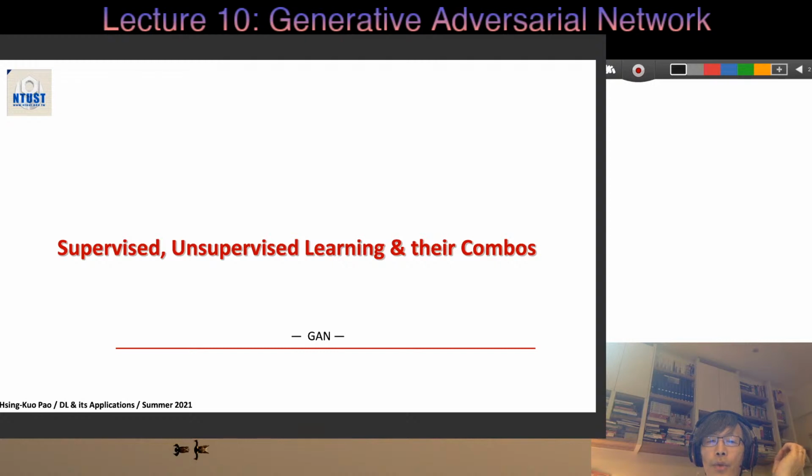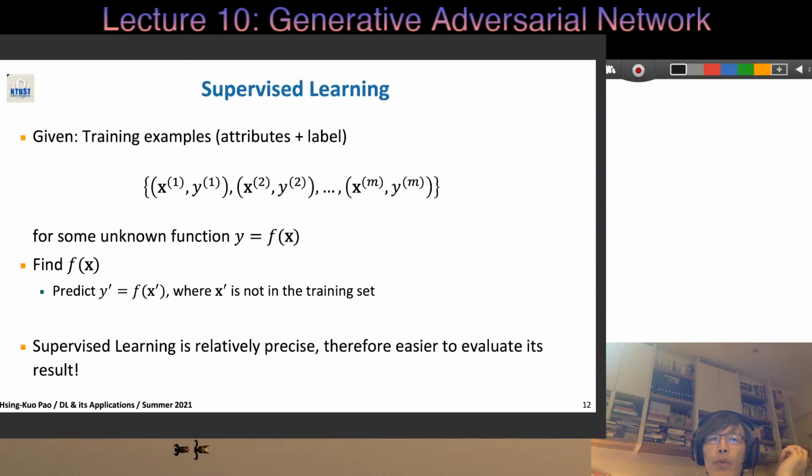Let's come back to recall what we have learned about supervised learning and unsupervised learning and how they can be combined together in deep learning. In supervised learning, we have a bunch of training data: the feature X and also the label information. Given a lot of data like this, we want to link the relationship between X and Y so that later we can do label prediction given a new X prime, and predict what Y prime may be, even if X prime and Y prime are not in the training set.